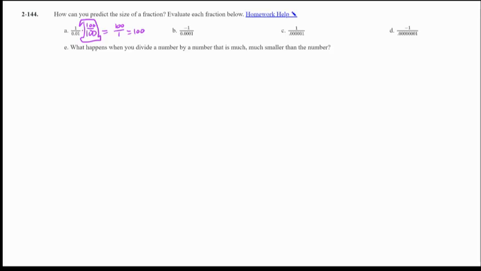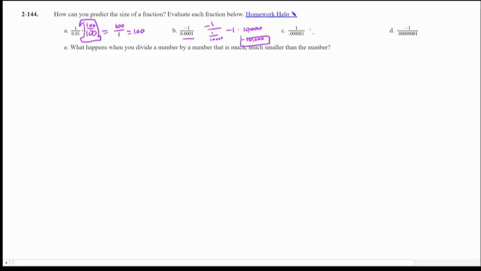Another way of doing it, right, is this here represents tenths, hundredths, ten-thousandths place, right? So this is really negative 1 over 1 ten-thousandth. And then we multiply by the reciprocal when we are dividing by a fraction. So it's negative 1 times 10,000, which is negative 10,000.